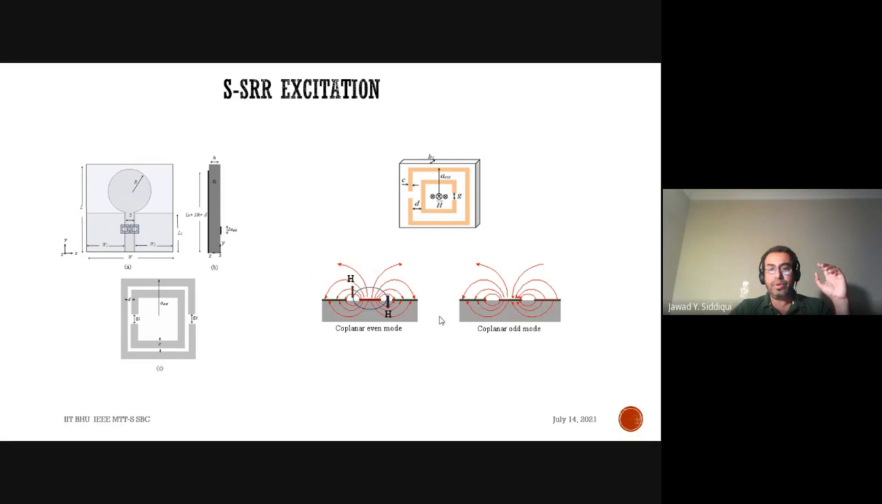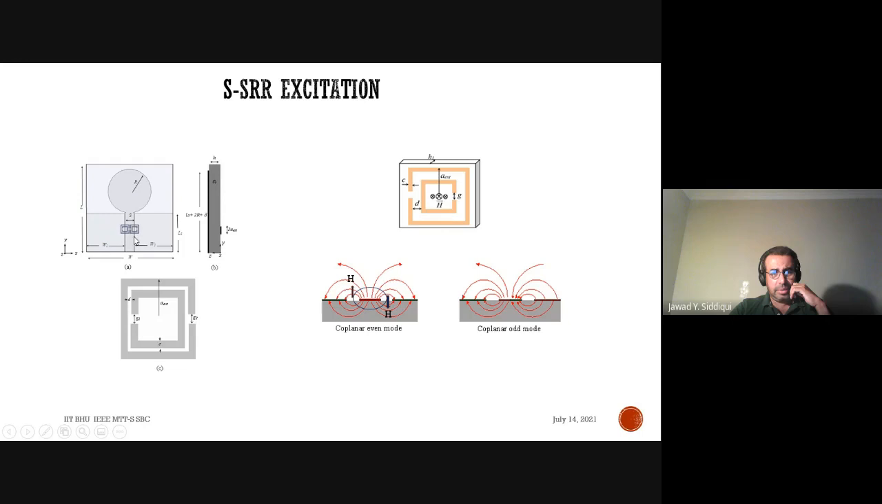And this is how it looks. This is the magnetic field, and it should pass through the SRR. Irregular placement of the SRR will not yield the desired effect. You have to understand the physical concept, why it is exciting and where you have to place the SRR. That's why you have to align the SRR in a very, very strategic way.